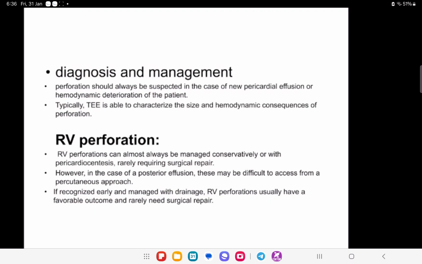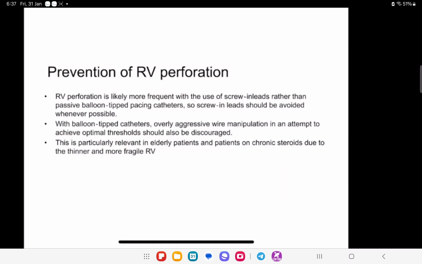Diagnosis and management: perforation should always be suspected in the case of new pericardial effusion or hemodynamic deterioration of the patient. TEE is able to characterize the size and hemodynamic consequences of the perforation. Right ventricular perforation can almost always be managed conservatively or with pericardiocentesis, rarely requiring surgical repair. However, in case of a posterior effusion, there may be difficulty accessing it from a percutaneous approach. If recognized early and managed with drainage, RV perforations usually have a favorable outcome.